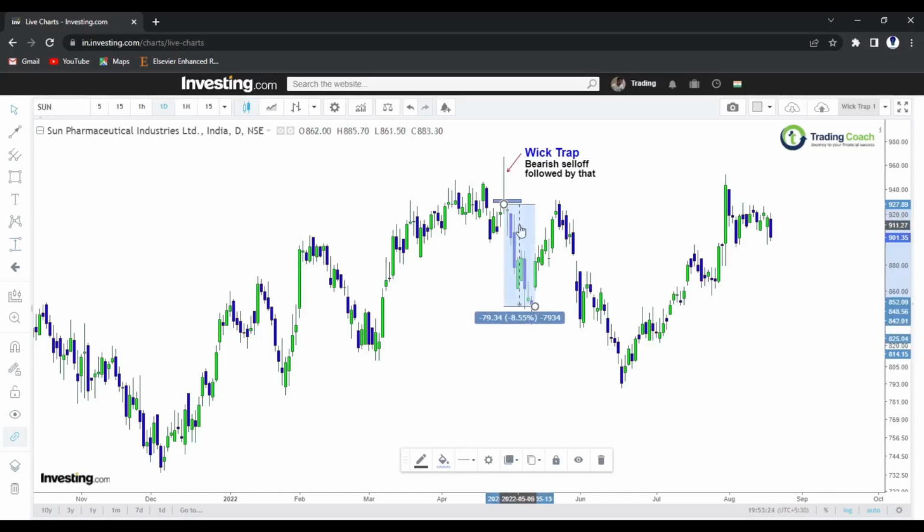All right. So if you have taken a short position with this particular trading setup in the futures or in the options, you might have seen some decent returns on the trade. You might have gained some excellent returns on the market.